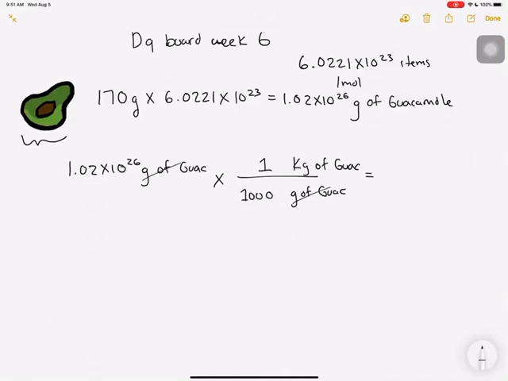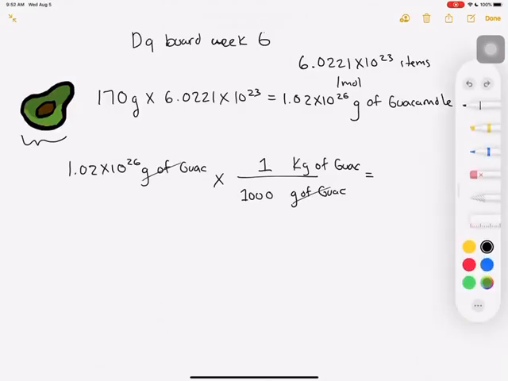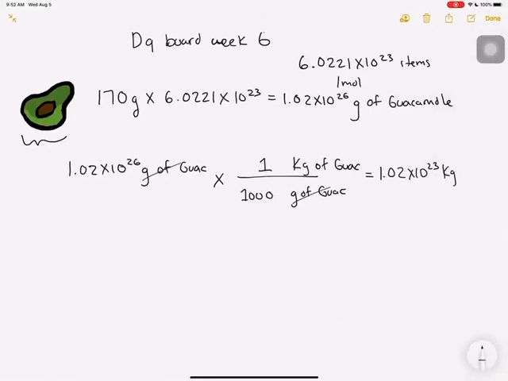So you're going to divide 1.02 times 10 to the 26 by 1000. Let's go ahead and do that operation, and the result should be 1.02 times 10 to the power of 23. You can do this on your calculator. And this is going to be kilograms of guac.